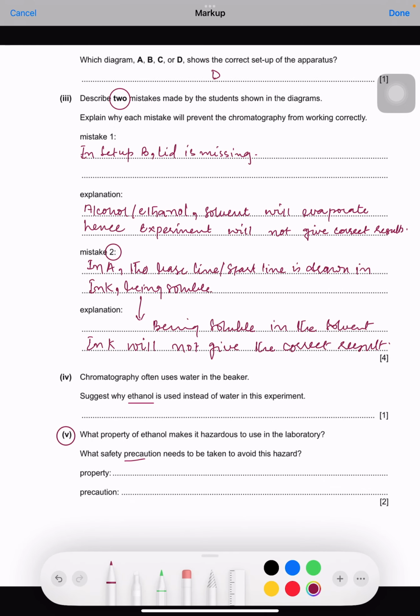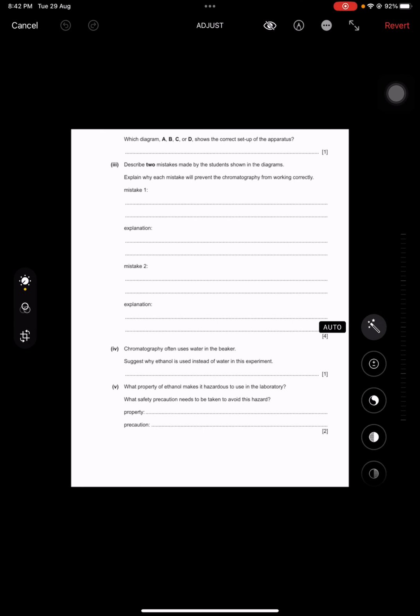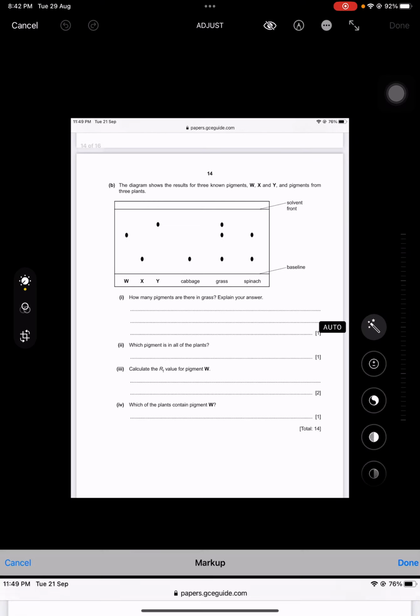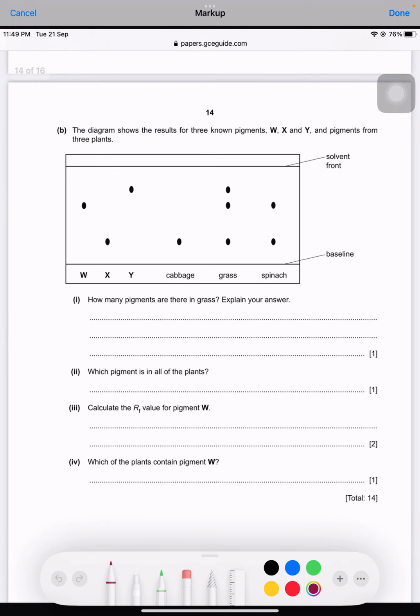Okay, now I am turning the paper to the next one. Okay, and this is it. Okay guys, you can see that this question is of 14 marks, so one should pay perfect attention to this question. Now the diagram shows the results for 3 known pigments: W, and then X and then Y.